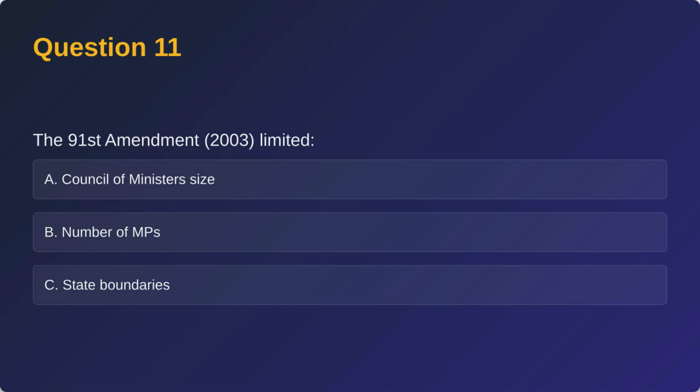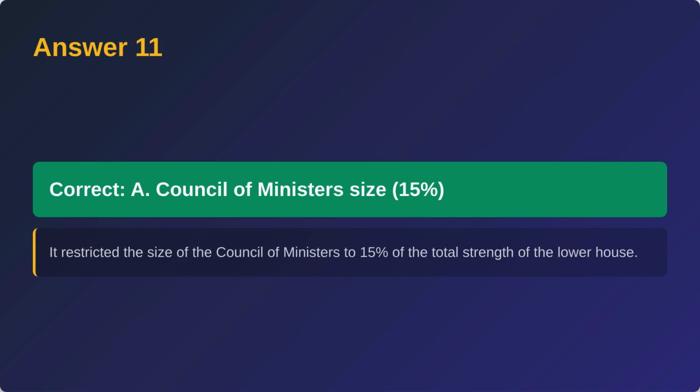Question 11. The 91st Amendment, 2003, limited what? Answer 11. The Council of Ministers size. It restricted the size of the Council of Ministers to 15% of the total strength of the lower house.